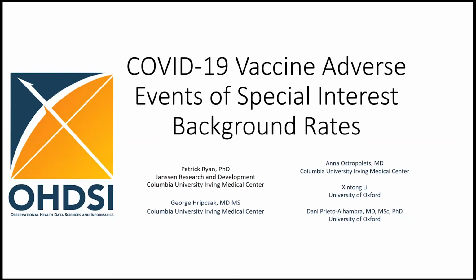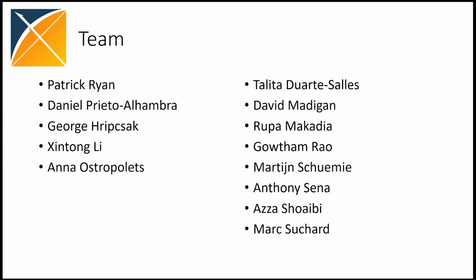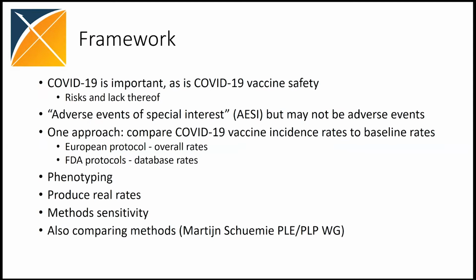So we're going to talk about COVID-19 vaccine safety, dealing with adverse events, and there's the primary team. In fact, here's the largest team working on the project, so thank you to all, and we welcome more to join us. The framework is that COVID-19 is important and vaccine safety is very important. If there are risks of those vaccines, we should identify them, but equally important, if there's a lack of risk, we want to assure the public that they're safe.